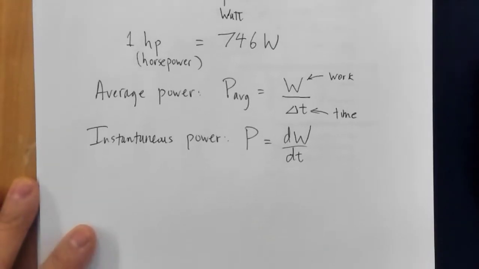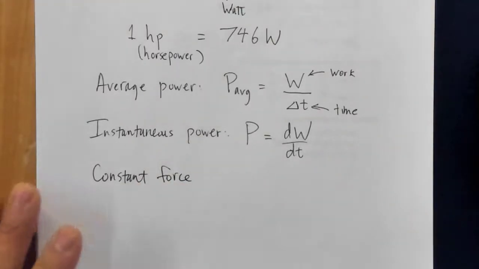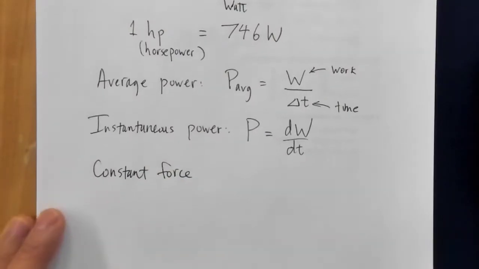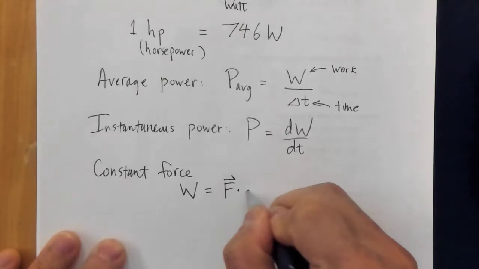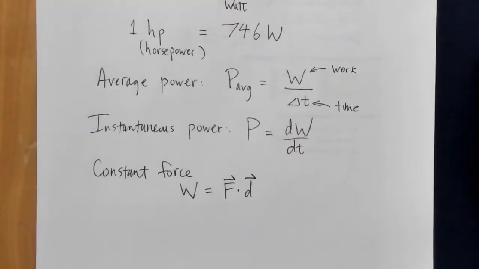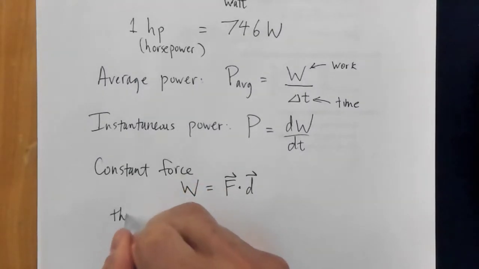Okay, now let's consider the special case for a constant force. When we have a constant force, we know that the work done by the constant force is F dotted with d, the displacement. Suppose I'm pushing something with a constant amount of force, and I want to know how much work I'm doing. Then I can calculate how much power I'm exerting.